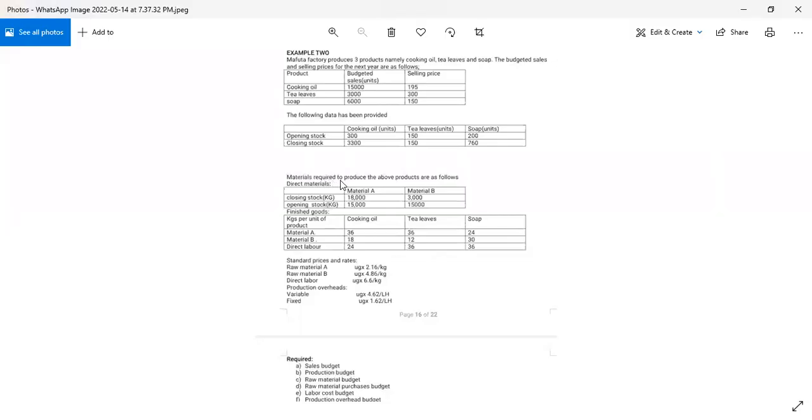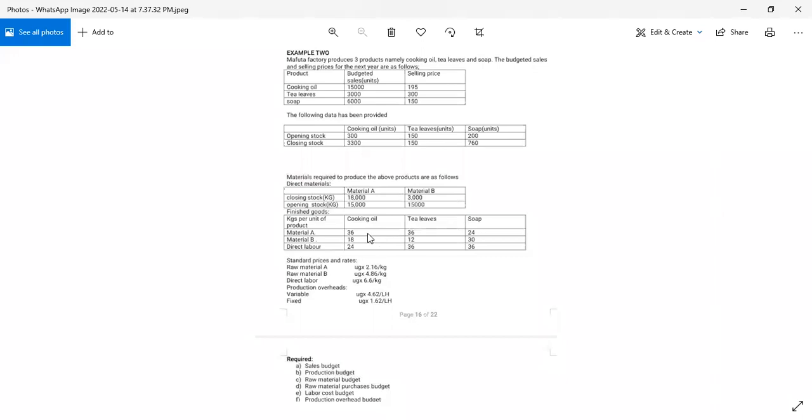Here they say that materials required to produce the above products are as follows. So you have opening and closing stock for raw materials. That's not our interest right now. Our interest is how we have been using these raw materials. So they say that kgs per unit of product is as follows. This information means that for material A, we're using 36 kgs to produce a single unit of cooking oil. Then we're using 36 kgs of material A to produce a single unit of tea leaves. So basically that's the information.